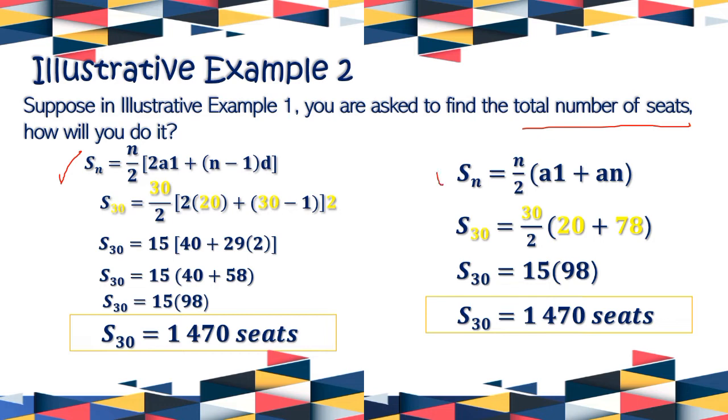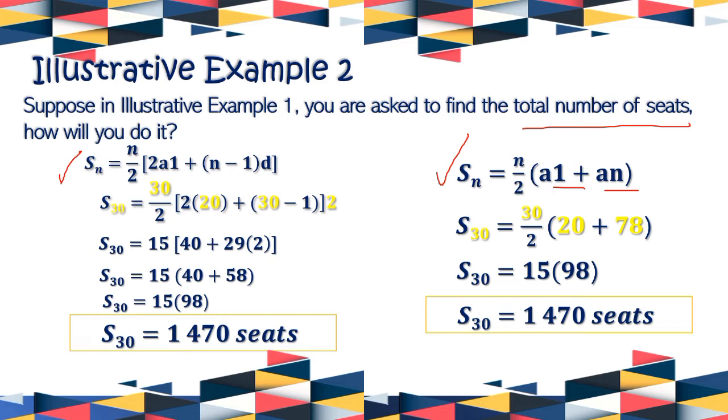And the other one is kapag identify naman yung first term at saka yung last term, we can use this formula, the simplified formula, no? S sub n is equals to n divided by 2 times a sub 1 plus a sub n. Okay, let us discuss the solution for the first formula muna.